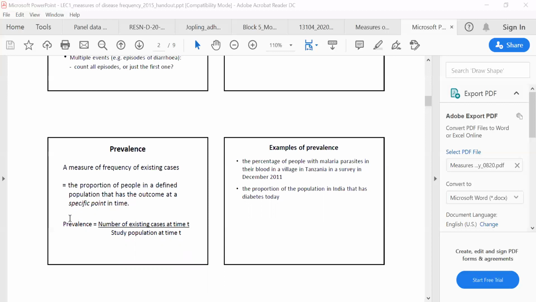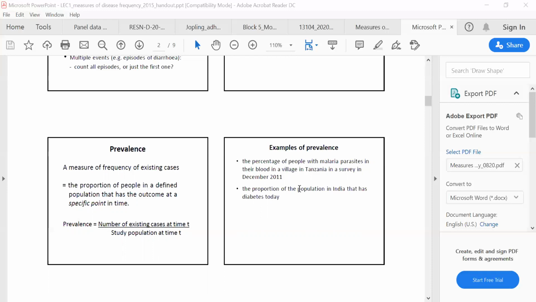That's your prevalence. So how do you calculate prevalence? It is the number of existing cases at a time t, over the total population. This is an example of prevalence: the percentage of people with malaria parasites in their blood in a village in Tanzania in a survey in 2011. You go to a village. In this case, we want to see the prevalence of people with malaria. We test people, and we have the population of the community, which is the total population.